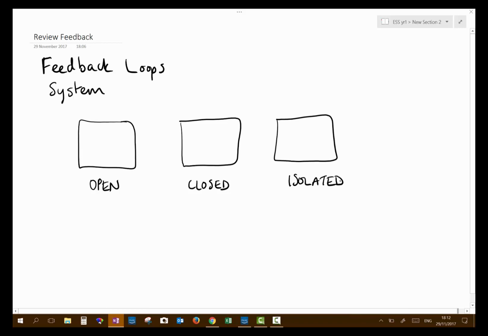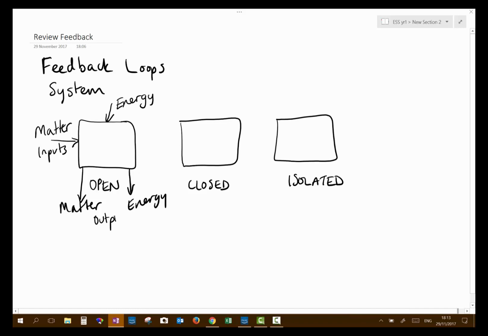Okay, now the thing about systems in ESS is that we're talking about flows of energy and we're talking about flows of matter. Now, in an open system, you have energy entering the system and you have matter entering the system. But you also have that energy coming out of the system and you have the matter coming out of the system. That means that there's an open system. You've got inputs and you've got outputs. Okay? And that's the vast majority. That's the majority of the systems you're going to come across.